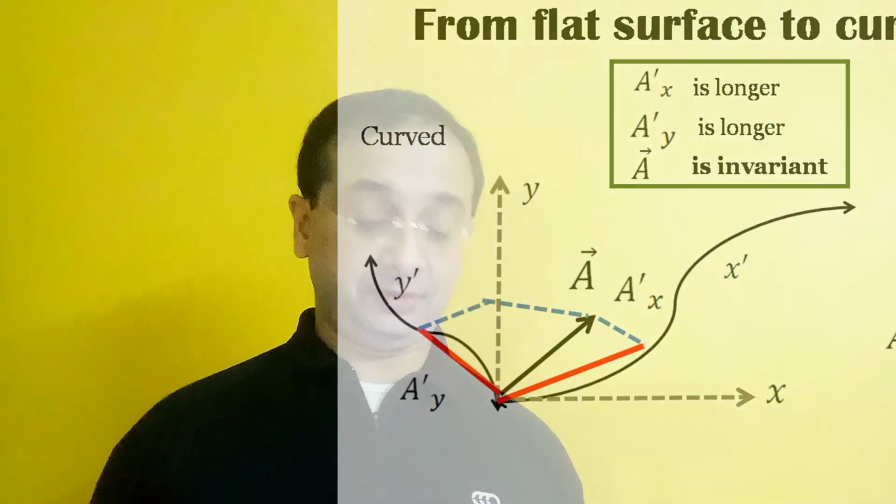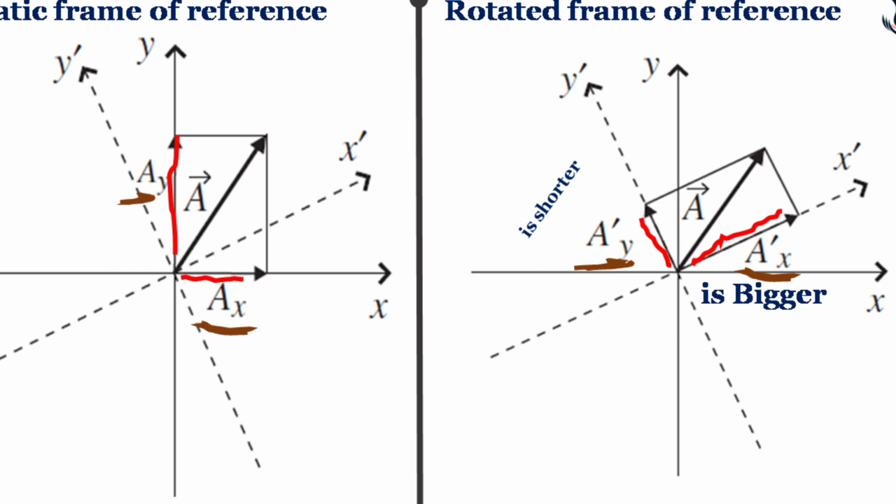So A is invariant. Now you see right on your screen, which is called a static frame of reference, and when it is rotated in a rotated frame of reference also, things become a little bit smaller and bigger. However, the vector remains the same. This is what is called the essence of the topological invariance, or anything which is invariant. So before we understand the topological invariance, I would also like to introduce a new concept which is called homeomorphism.